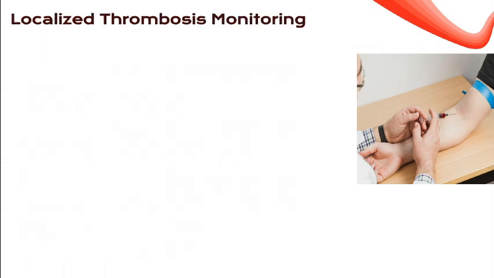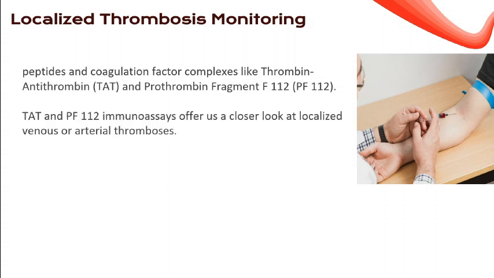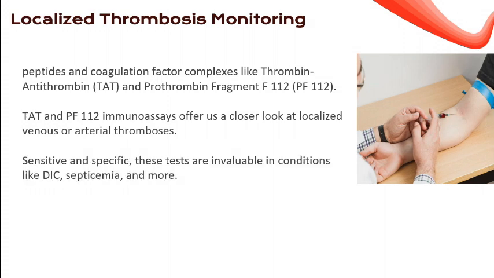Monitoring thrombotic events has reached a whole new level. Beyond D-dimer, we have peptides and coagulation factor complexes like thrombin antithrombin, TAT, and prothrombin fragment F1+2, PF1+2. These are like the secret agents of thrombosis detection. TAT and PF1+2 immunoassays offer us a closer look at localized venous or arterial thromboses. Sensitive and specific, these tests are invaluable in conditions like DIC, septicemia, and more. But how do they work?